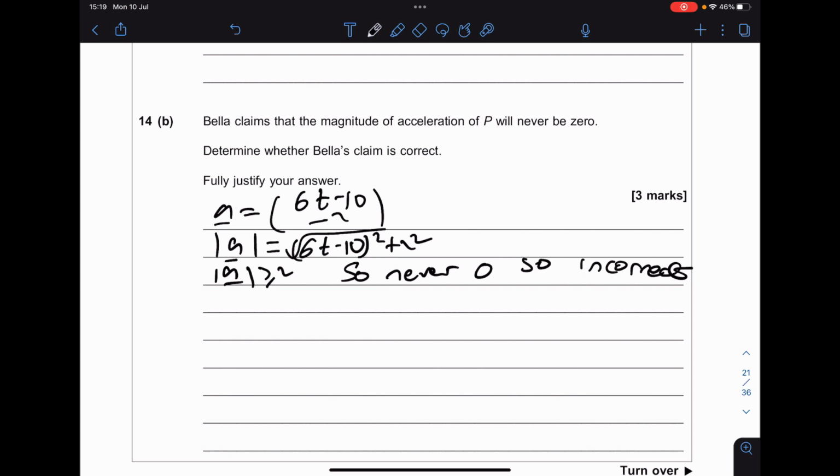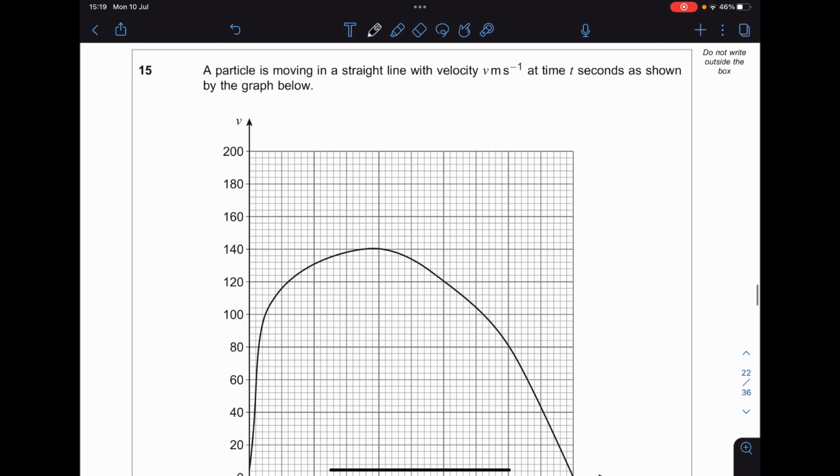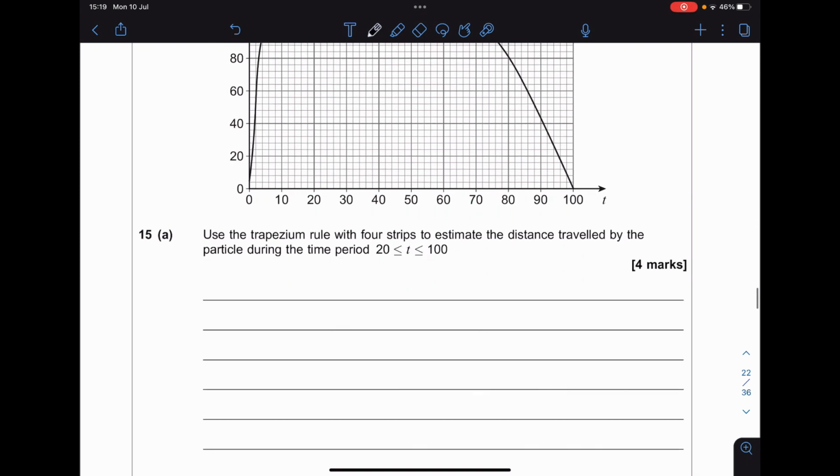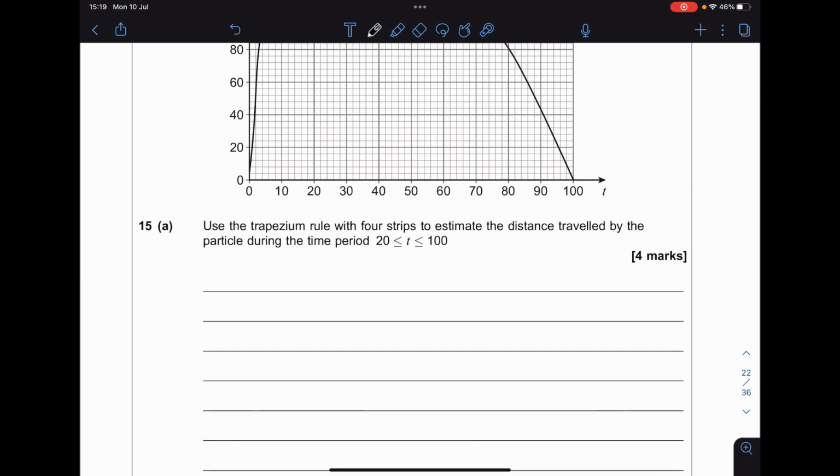Something along those lines. We've got a particle doing a graph thing. Use the trapezium rule. Not seen the trapezium rule in a while, but it is pure mechanics, so we will take it. We've got the height of 20, haven't we, for all the strips.